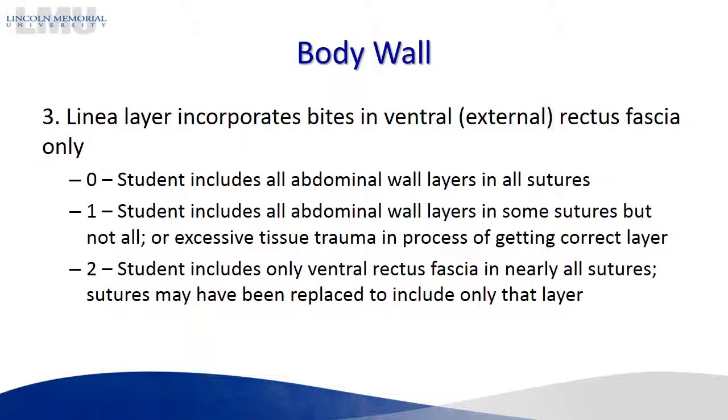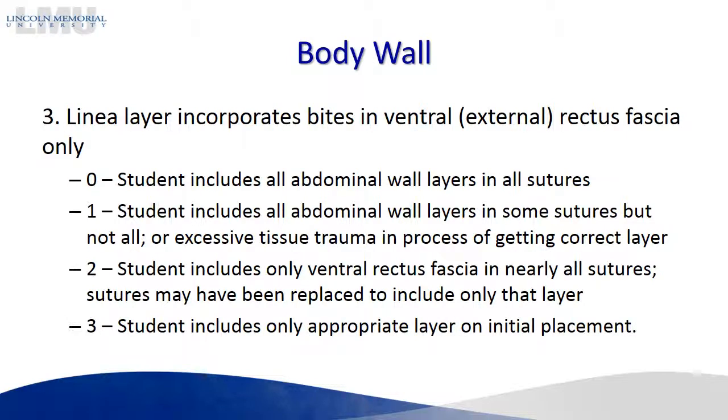A good student is going to include only that ventral rectus fascia in nearly all of their sutures. You may have a case where one of the sutures does include a section of abdominal wall musculature, and certainly that can happen. Or perhaps the sutures may have been replaced to include only that layer, so the student placed the sutures full thickness in that abdominal wall, and then later revised it so that they were including only that layer. An excellent student has included only that appropriate layer on the initial placement of the line. In other words, has done it very competently the first time.